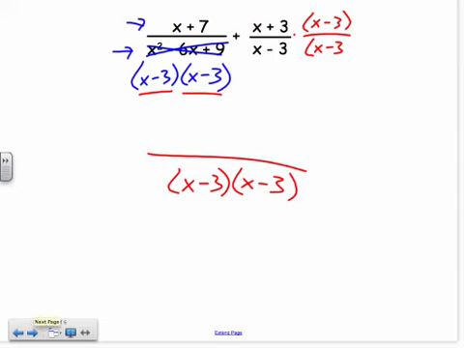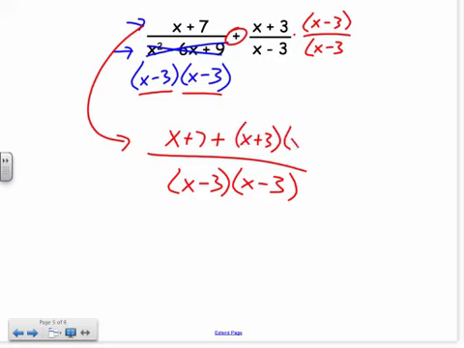And up top, this one stayed the same, so I just bring it down. So I got an x plus 7. I got a plus sign. And I have x plus 3 times x minus 3. Remember, I can't cancel x minus 3's because I have adding up here, so I can't cancel x minus 3's.